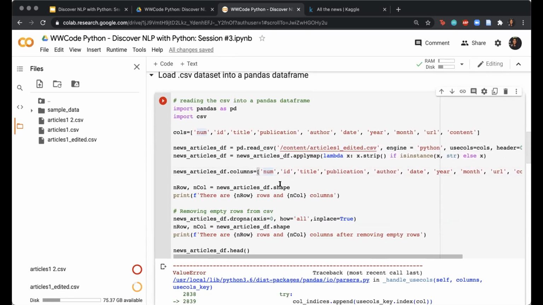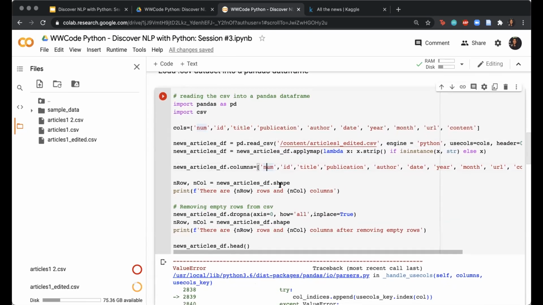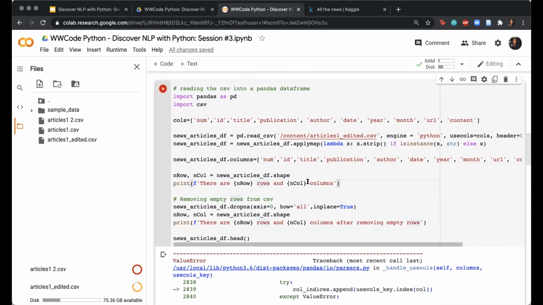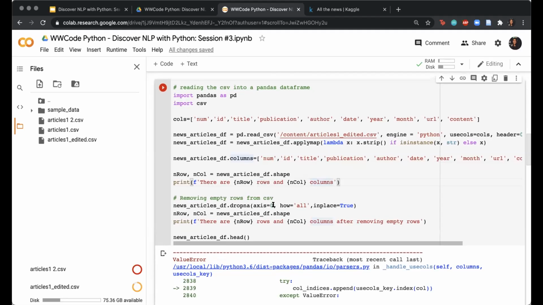Next, we are going to see how many rows and columns we have, and for that we have n row and n column. And then we are going to remove the empty rows from the CSV. So we don't want to process the empty rows unnecessarily. For that, we are going to drop those using the dropna function. And inplace equal to true ensures that we make that impact on the data directly, and we are not making any copies. So if we run the cell, we can see how many rows and columns we have.